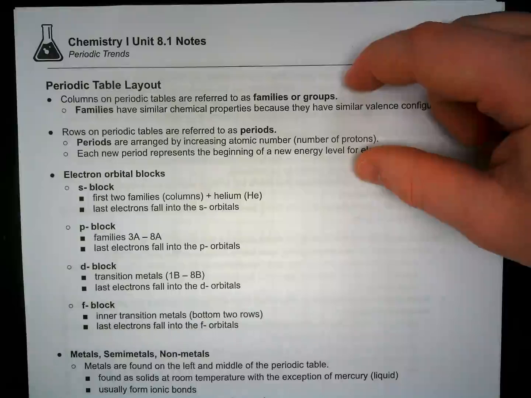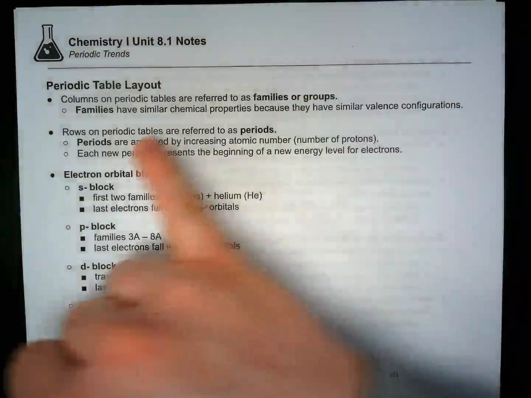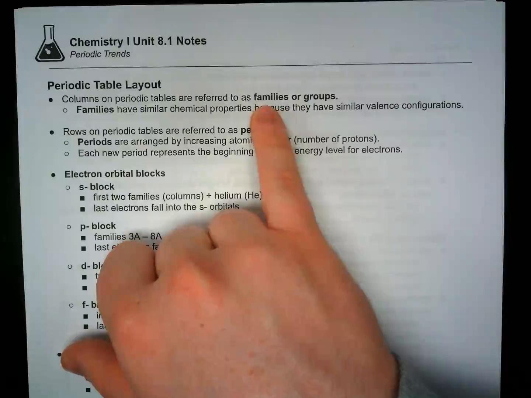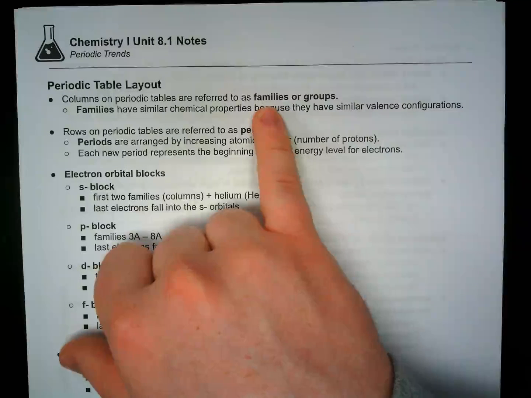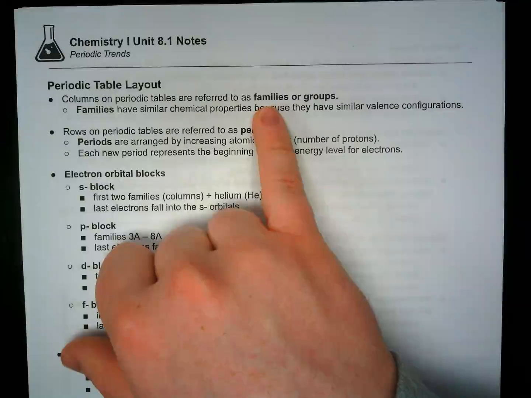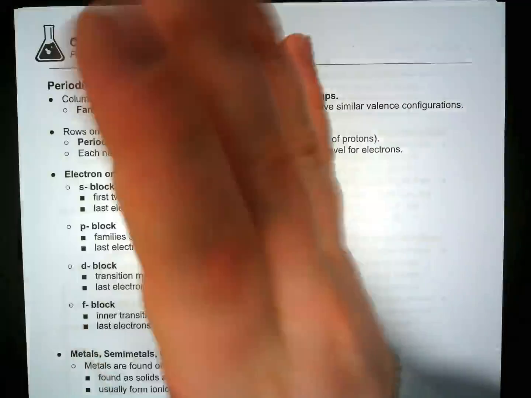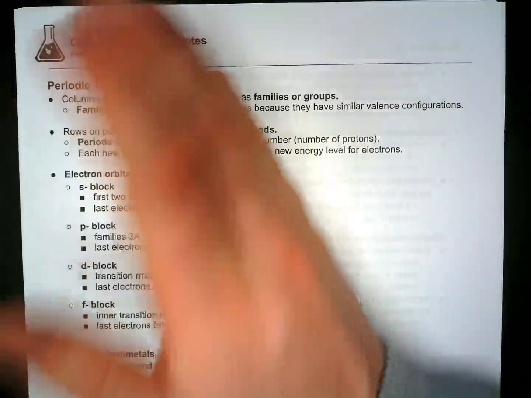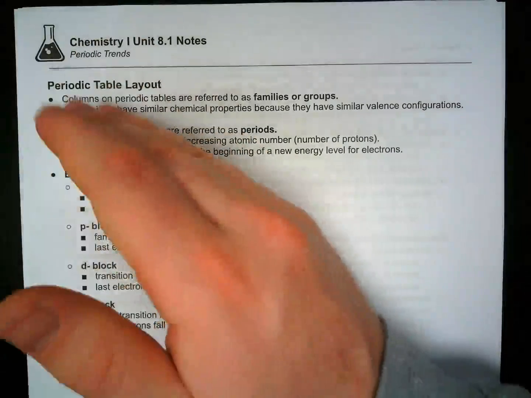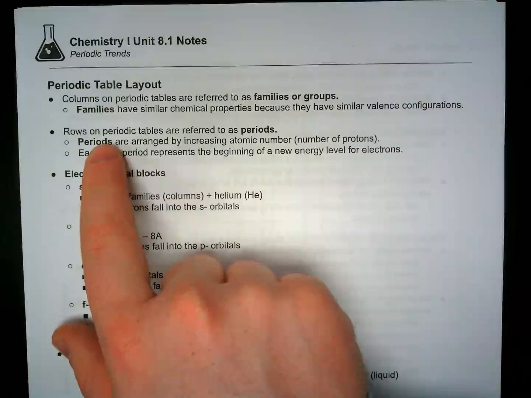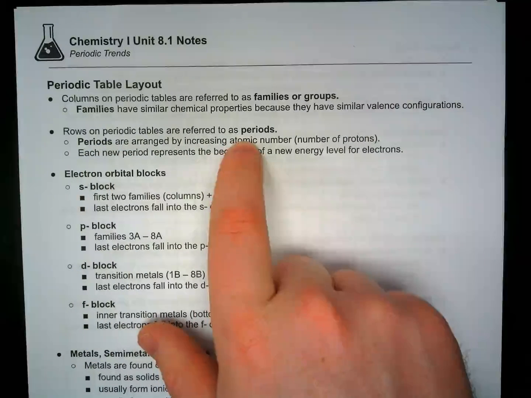In order to figure that out, we have to cover some terms first. When we refer to columns on the periodic table, we're referring to families or groups. One particular column is a particular family, a particular group, like alkali metals versus alkaline metals versus noble gases, or halogens. We give them a name due to the properties that they hold, and we refer to the columns as families. Rows, however, are referred to as periods.